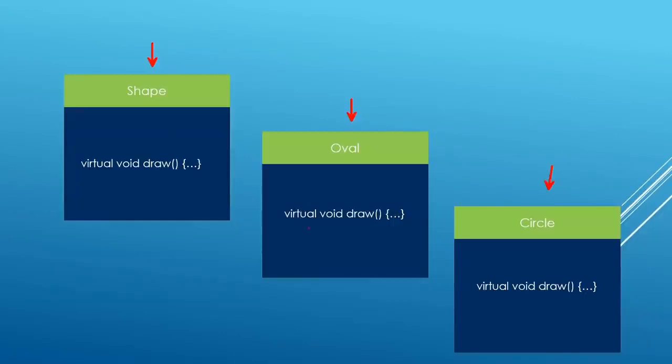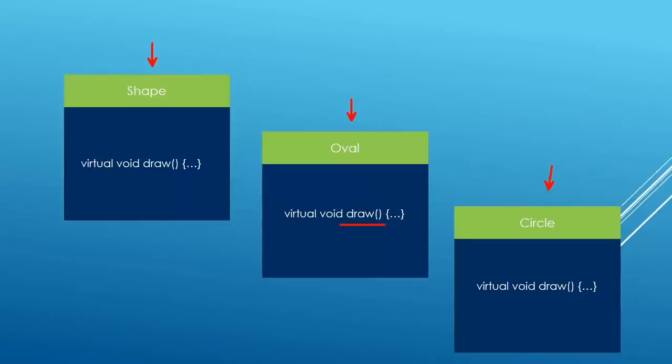And an override is really a most specific method that you have in your derived class to really hide what we had in the base class. For example, the draw method in oval is going to be overriding or hiding what we have in shape. And the draw method in circle is going to be overriding or hiding what we have in oval. This is the idea here.